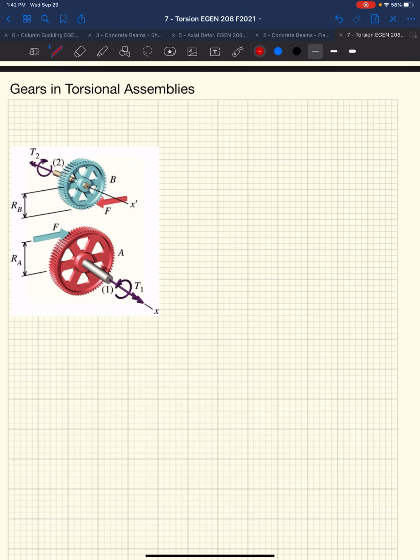And more importantly, we're going to look at gears and torsional assemblies because we're still talking about torsion. Gears are incredibly powerful tools in design. They allow us to change direction, change force, speed, things like that. So really we're trying to transmit torque and rotation. And I will clarify that in this class, we're going to base on fixed gear ratios.